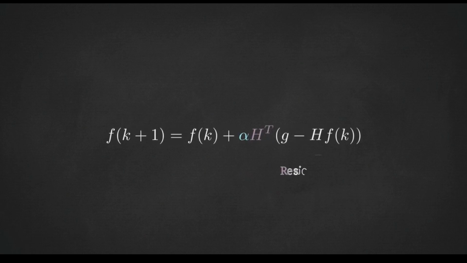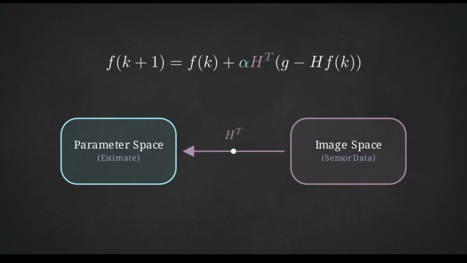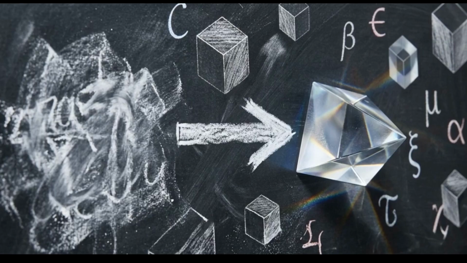Expanding this reveals the operational residual error, the difference between the sensor data and our blurred estimate. The adjoint operator, H transpose, maps this error from the image space back into the underlying parameter space. By applying this adjoint matrix, every update is targeted to the geometric reality of the original degradation.